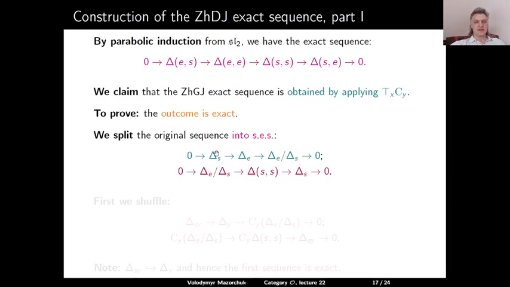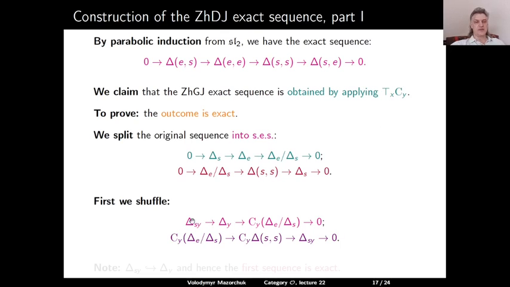The first sequence is that delta S is a submodule of delta E with a quotient delta E over delta S. And the second short exact sequence is that delta S comma S surjects onto delta S, and the kernel is delta E over delta S. So let us first apply shuffling to these sequences. Shuffling is right exact, so we get 2 right exact sequences.